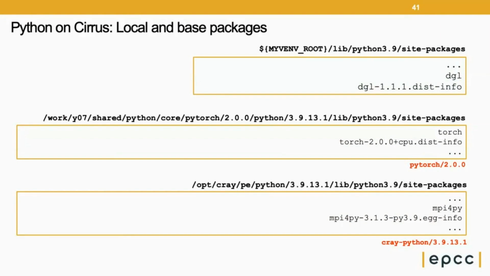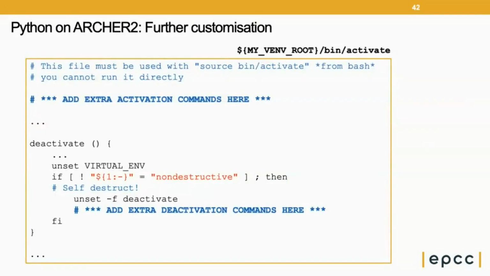And then from the machine learning module, which is in the /work y07 shared area, you have your PyTorch packages. And then in your local environment, which is under your user account, you'll have those packages that you need. And DGL is something called Deep Graph Library for machine learning. So again, as with Cirrus, if you need to do any further customization, you can add those in your activate script, which is held locally in the same way.